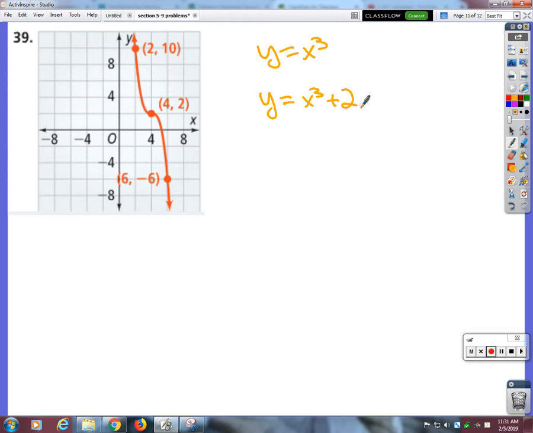Yes, it went to the right 4. So that means I need to go x minus 4 inside the parentheses. Don't forget, things to the right and to the left, it's always the opposite. Okay, so to the right 4 is minus 4. All right, and then what's the last thing that happened to the graph?